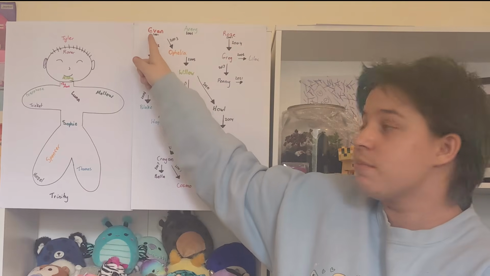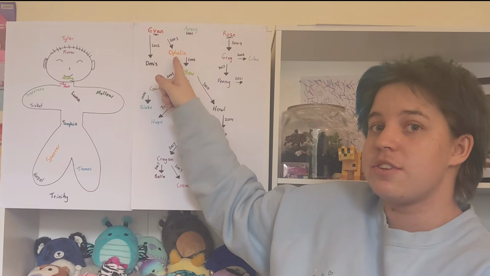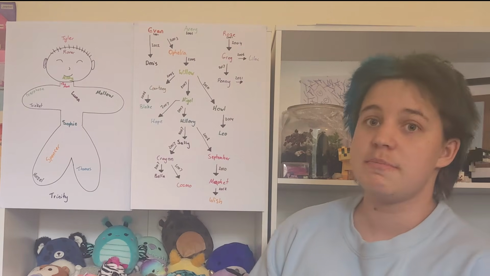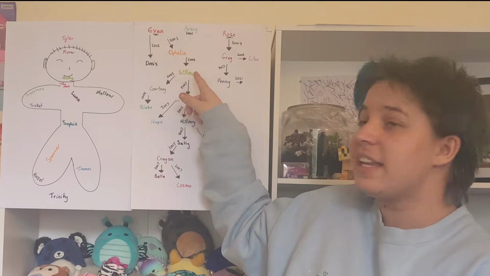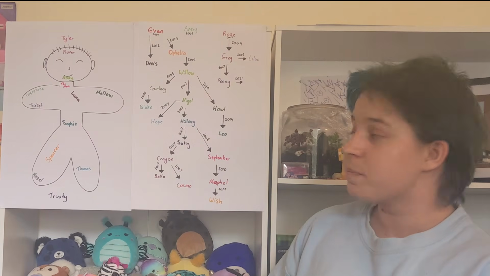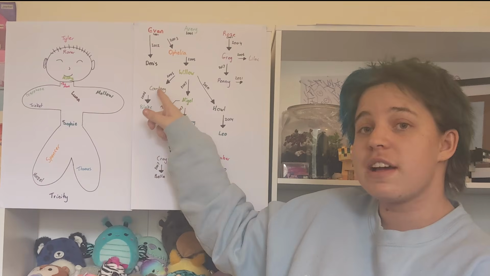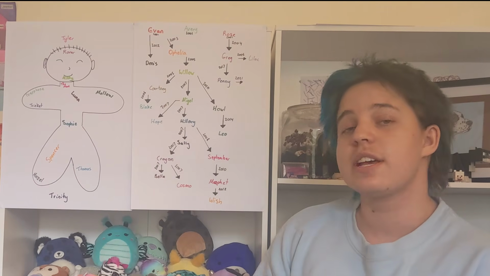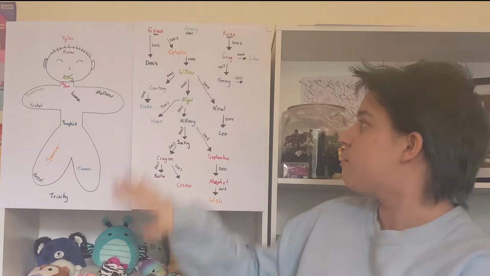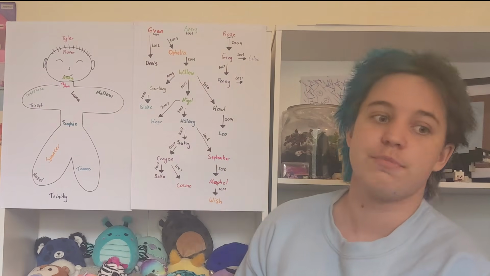Then off of Evan, we had Ophelia split in 2003, and then Dennis split in 2012. Off of Ophelia in 2005 was Willow, and then off of Willow in 2005 was Courtney, and then off of Courtney in 2006 was Blake, and just so on, through that entire map of who split when.